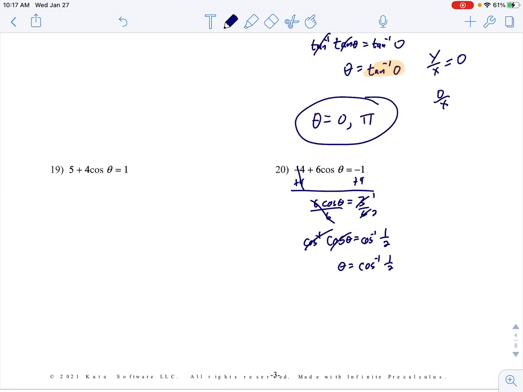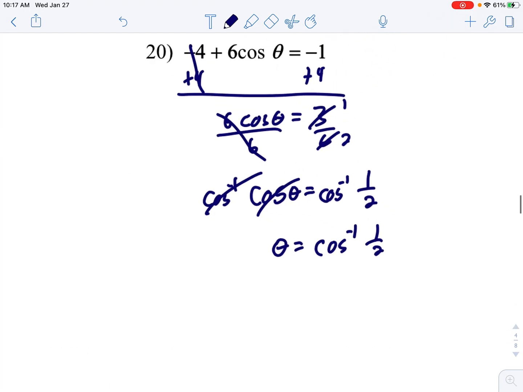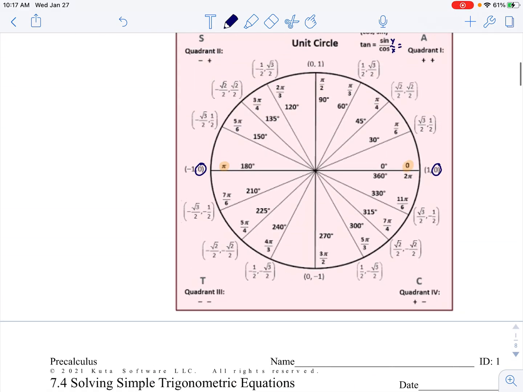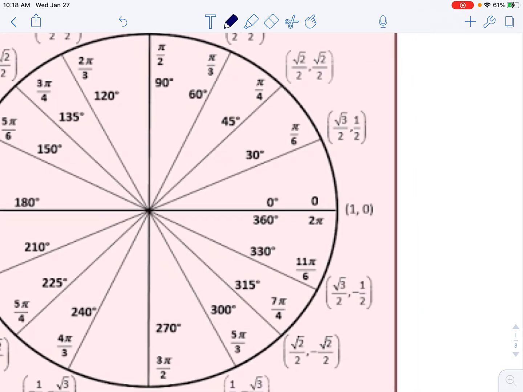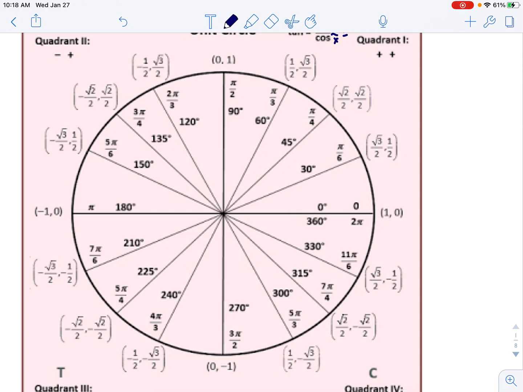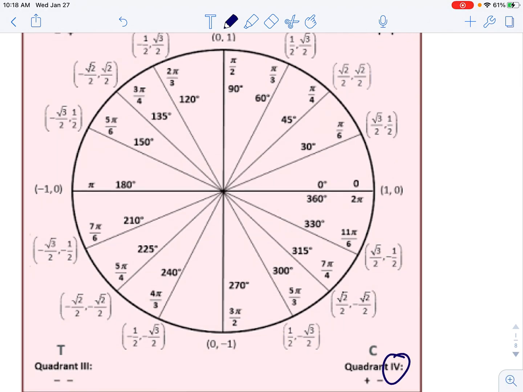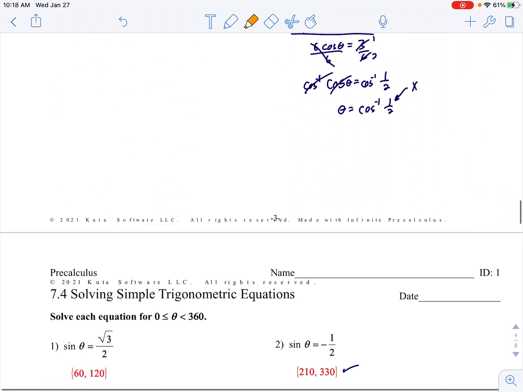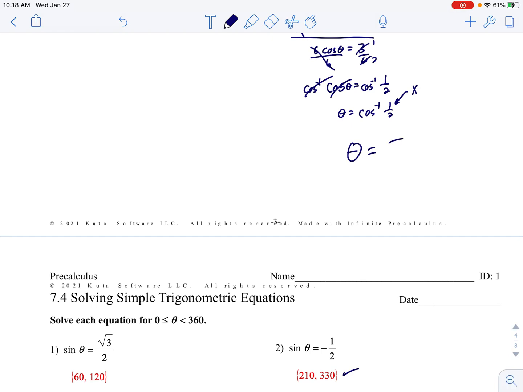Let's look at the unit circle. On the unit circle, cosine is an x value. So I need to find an x value that equals 1/2. Well, an x value of positive 1/2 needs to be in either this quadrant or this quadrant. So where am I seeing this? Right here and right here. Those are both x values that equal 1/2. So that is pi over 3 and 5 pi over 3. Theta equals pi over 3 and 5 pi over 3.